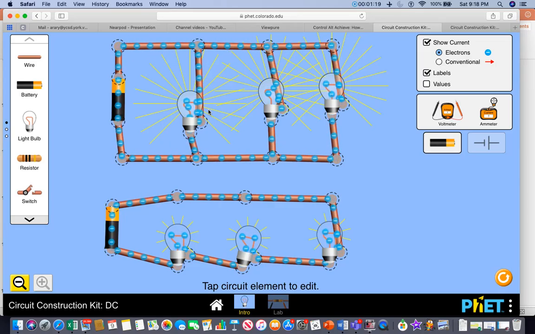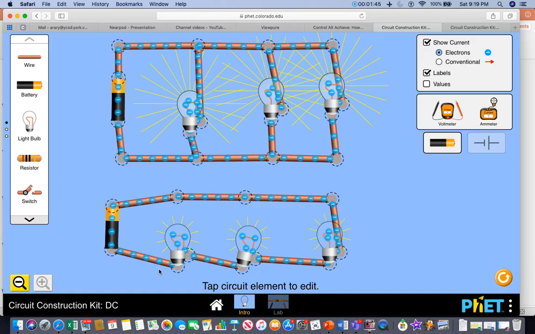Let's look at the series circuit. First, I want you to notice the electrons, these little blue dots. Notice how much slower they are flowing. So basically, every time you add another load, another device that uses electricity like this light bulb, it's like they're having to split the voltage from this battery. So the voltage or potential energy in the battery, it's like each light bulb only gets a third of it.